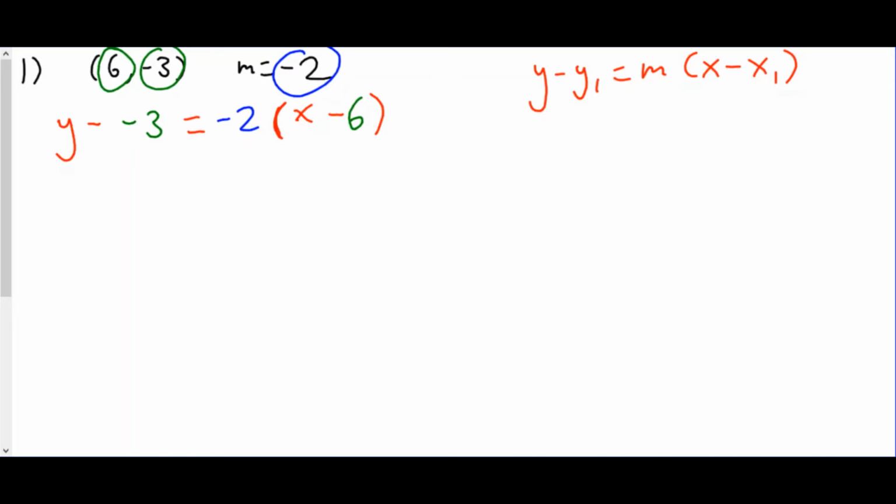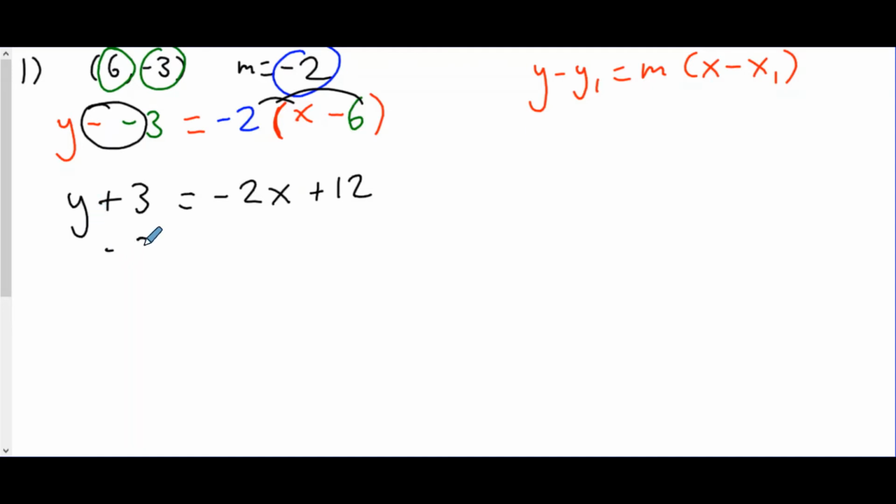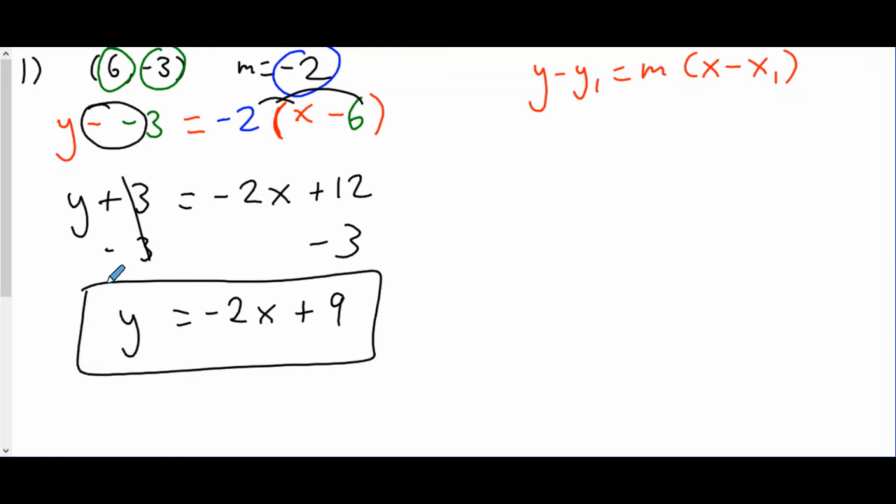Now let's simplify this. First, I notice I have y minus a -3, and I know if I have minus a negative, that's the same as y plus 3 equals. On the right side, I can distribute this. So I have -2x, -2 times -6 is a +12. And then because I want it in slope-intercept form, I'm solving for y. So to get y by itself, I'm going to go ahead and subtract 3 on both sides. That cancels. Y equals. These are like terms. They're both constants. So I keep my x term, -2x, and 12 minus 3 would be 9. So my final answer in slope-intercept form is y equals -2x plus 9. My slope is -2, and my y-intercept would be 9.